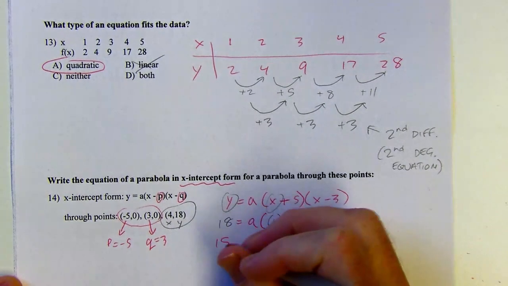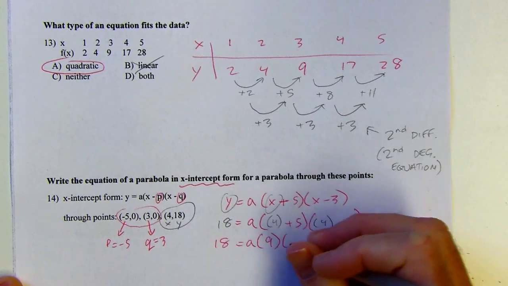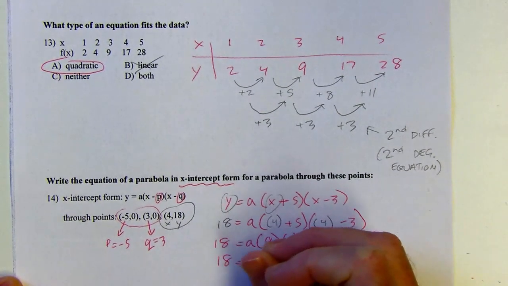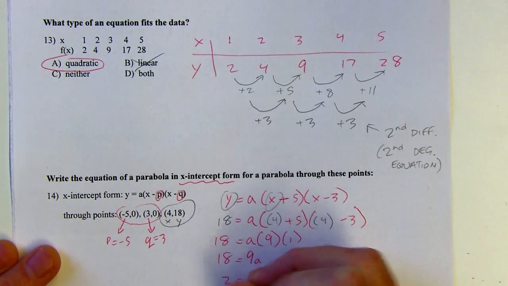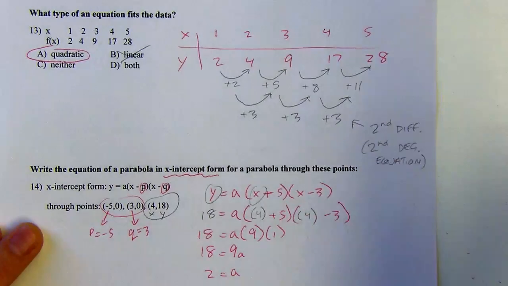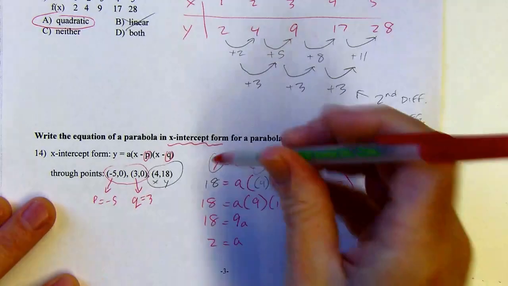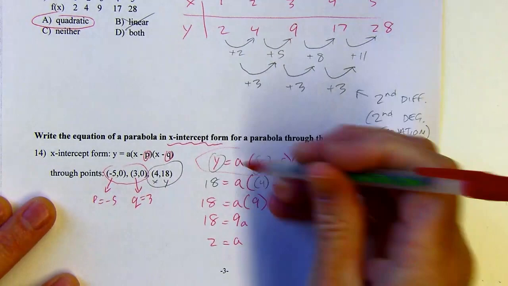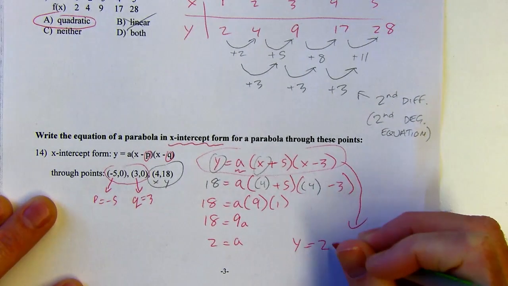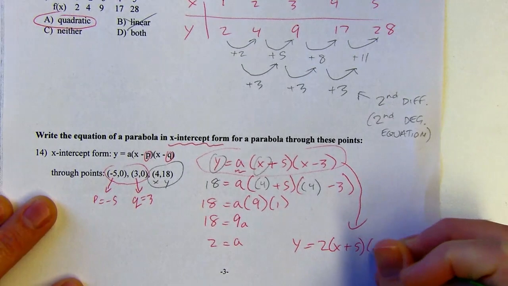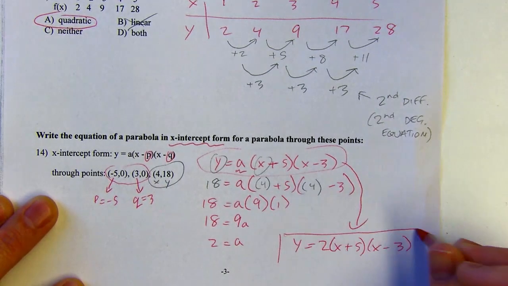Let's see, 18. This is going to be 9 in here, and this is going to be 1. So 18 is going to equal 9a. Divide by 9, and then a would equal 2. Now I can go back to here. I had everything but the a. Well, now I've got the a. And there we go.